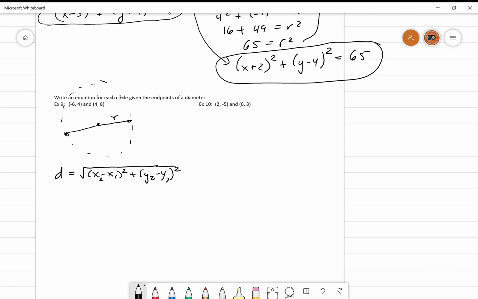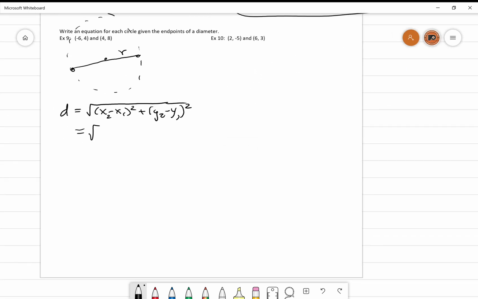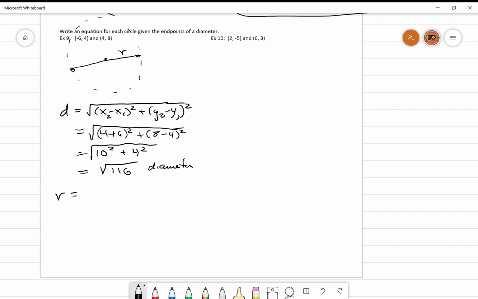So I'm going to take the points and let the formula do all the work. Slide that up a little bit. x2 is 4 minus -6, so it ends up adding. y2 is 8 minus the 4, and square that one. So 10 squared plus 4 squared. Square root of 116. So that's my diameter. So my radius would be square root of 116 cut in half. Not worried about simplifying the square root right now. We'll deal with it later. Not a big deal, and you'll see why also.